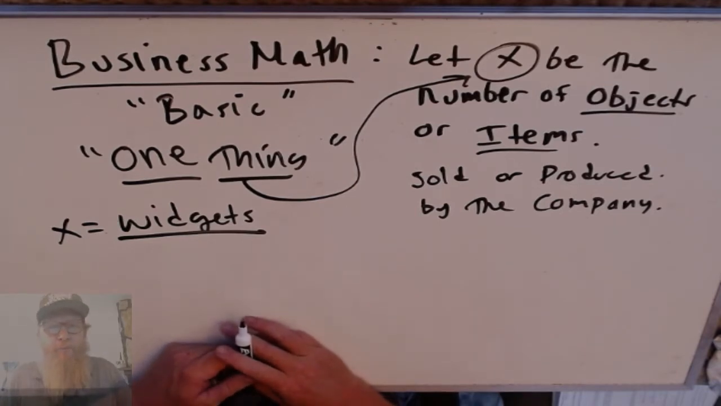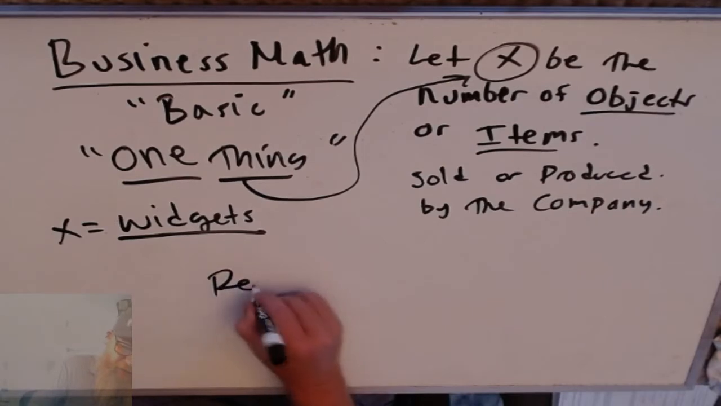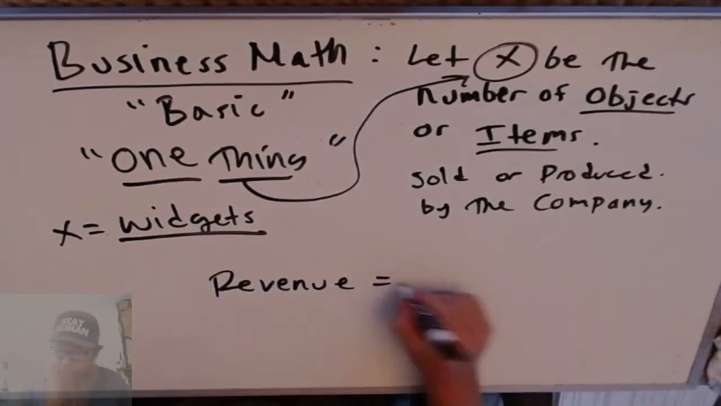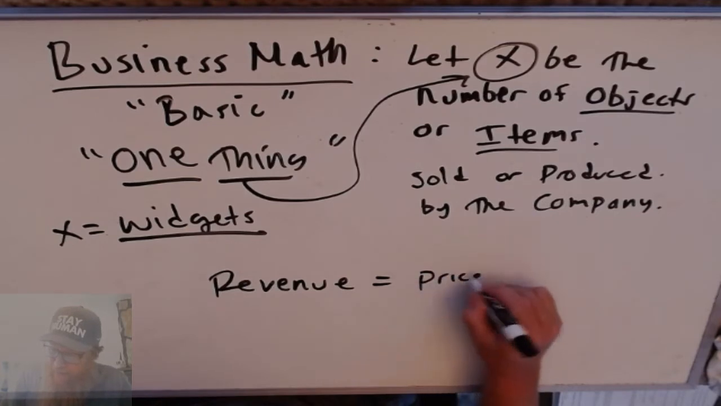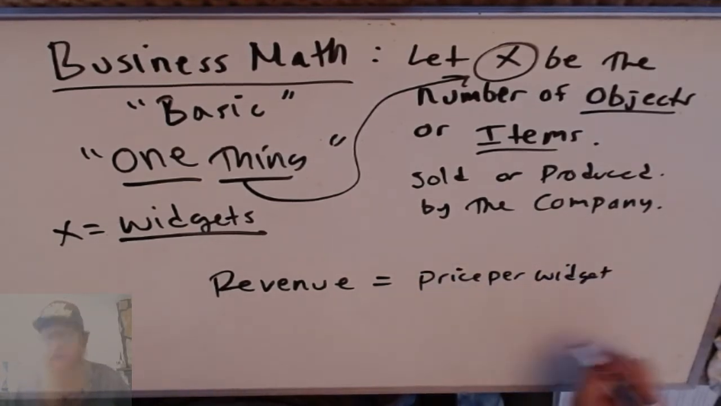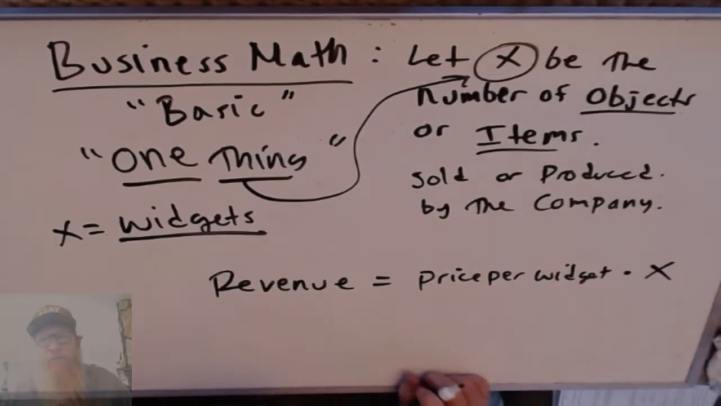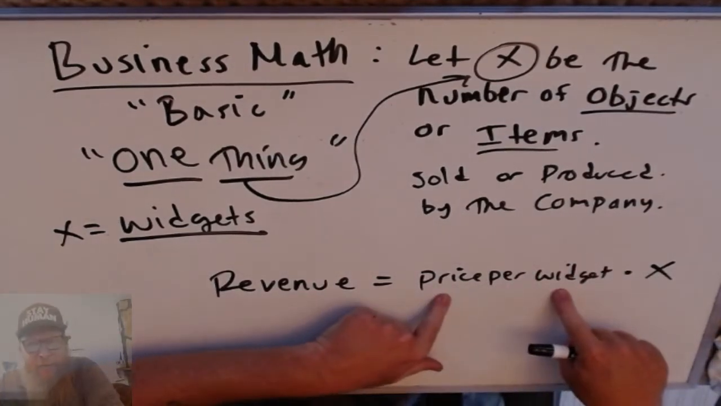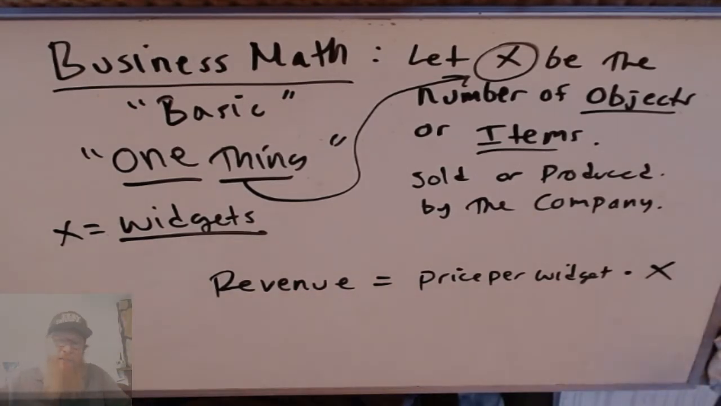Okay? So we have revenue. Revenue is the price per widget multiplied by X. That's it. That's revenue. Revenue is how much you're selling it for. That's the price multiplied by X. That's how much money you're bringing in.